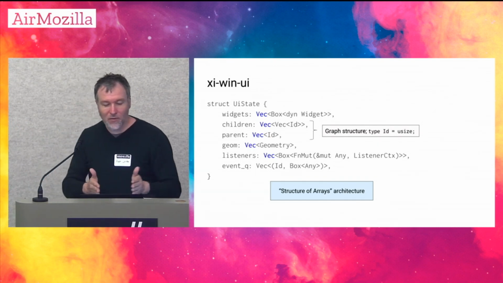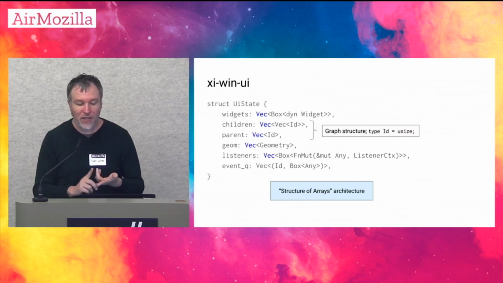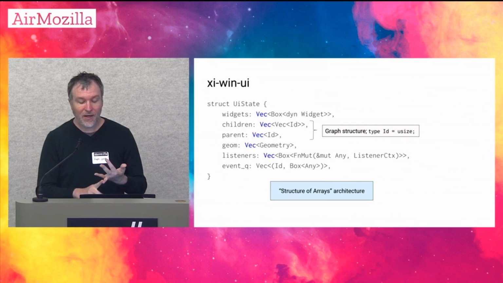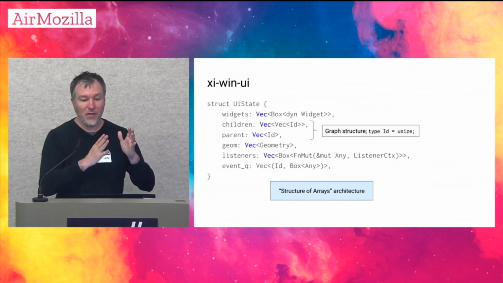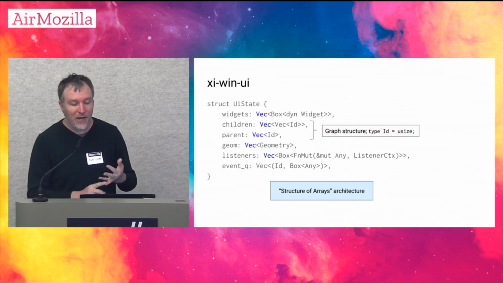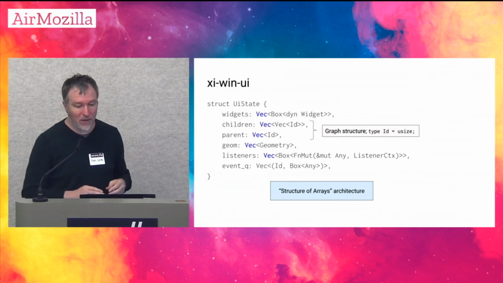So let's go into what arrays I have. What state am I representing? The first one, the central one, is widgets, as a vector of box of dyn widget. So dyn widget is a trait. I'll go into a little bit more detail, but just think of that as having your behavior, so it tells how to paint, how to lay out, how to handle mouse input. And then each type of widget has its own impl of the widget trait.